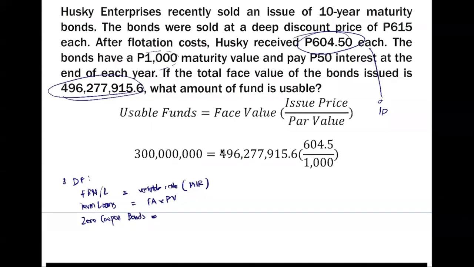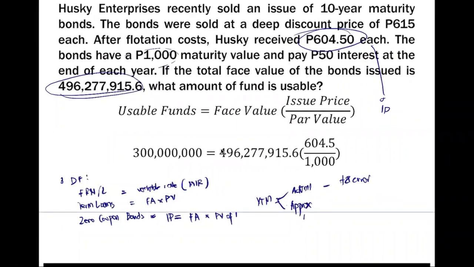Under your zero coupon bonds, what we have here is to compute the issue price of our zero coupon bonds. Issue price is equal to your face amount multiplied by your present value of 1. Then we have your yield to maturity to compute the actual yield. Your yield to maturity can either be an actual yield or an approximated yield. If it is an actual yield, you need trial and error to get the actual rate. While for approximated, it is coupon plus face less price divided by n, all over face plus price divided by 2.